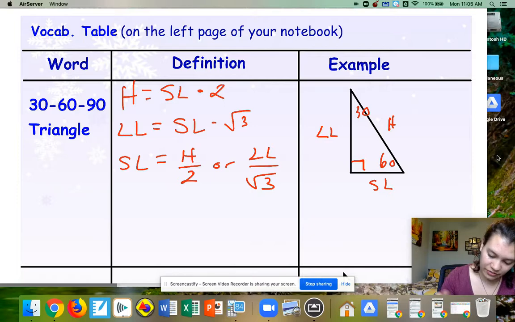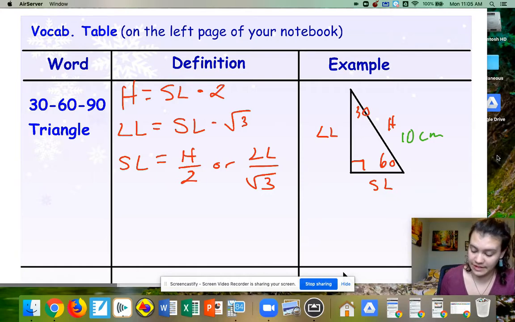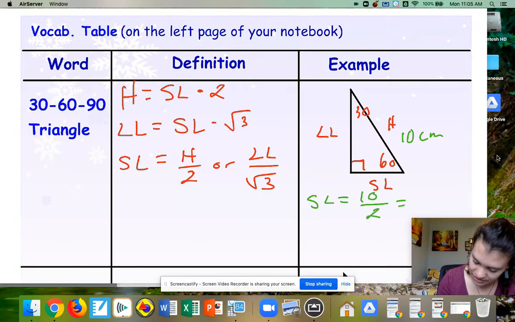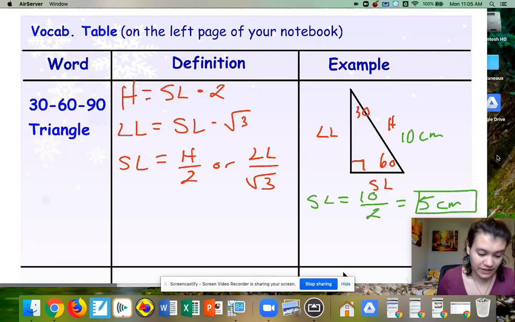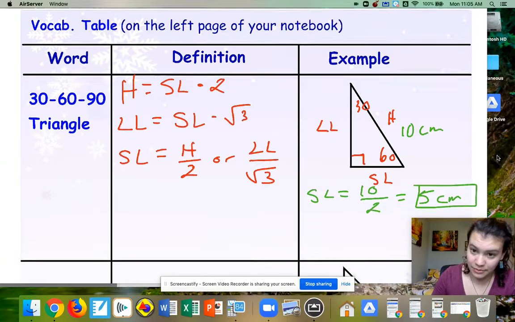So for our example here, let's say that the hypotenuse is 10 centimeters and we want to find the other side lengths. You always want to start by finding the short leg because that's what the other 2 formulas are in. So we'll find the short leg first. We take 10 and divide by 2 to get 5 for our short leg. We can then use that to find the long leg. So I'll move up a little bit so you can see that.